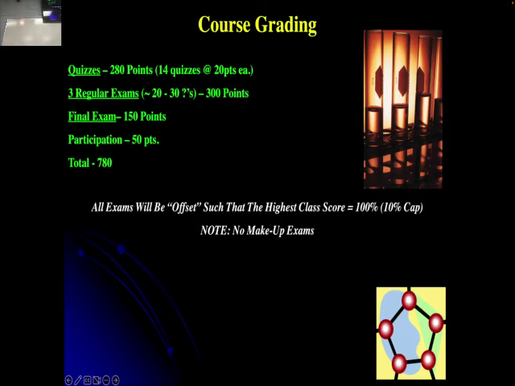All exams, including the final, will be offset such that the highest class score is equal to 100. But I cap that at 10%. All right, so if the highest class score on the exam is a 95, everybody gets 5 extra points added to their exam. So that 95 becomes 100. If the highest is an 85, I give everybody 10 points, and that's how that works. Okay? I used to do this without the cap, and people got smart and everybody scored low. That's not what I'm after, right? Okay, so keep that in mind.